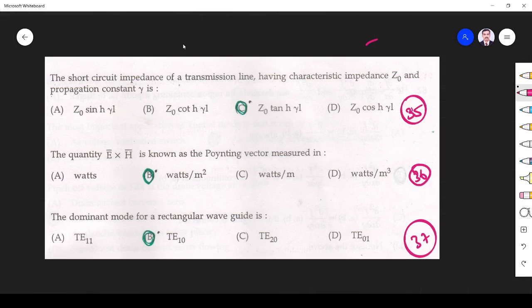Next question. The short circuit impedance of a transmission line having characteristic impedance Z0 and a propagation constant gamma is given by Z0 tanh gamma L. Direct question. Suppose if they ask open circuit, the answer is Z0 coth gamma L. If you have any confusion in remembering, for open circuit we have O, so O to O. That you remember. Shortcut. Okay, next one.